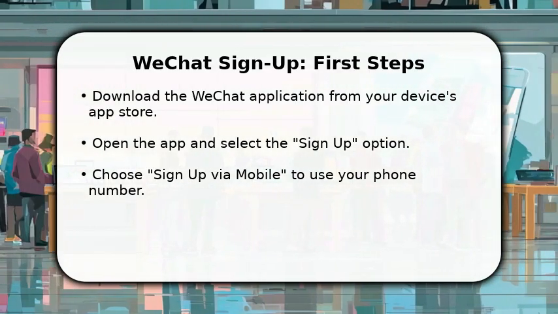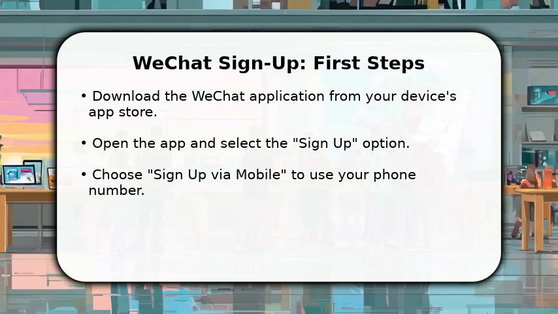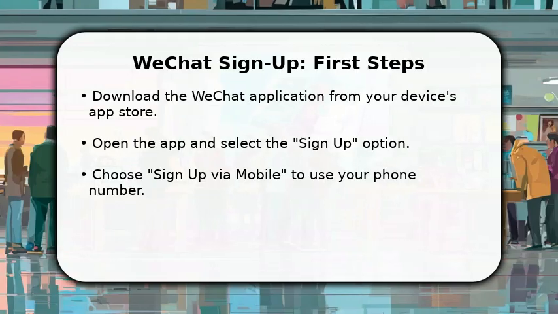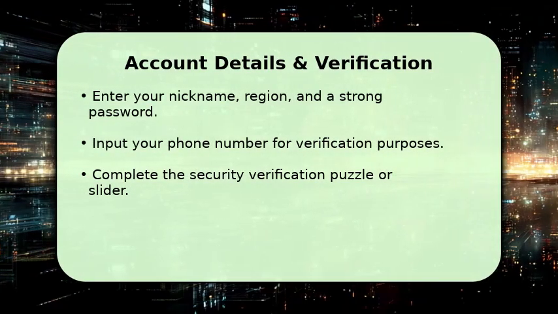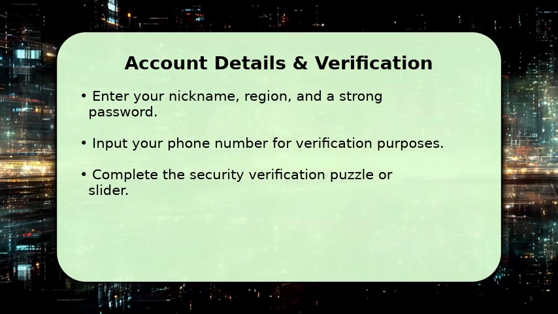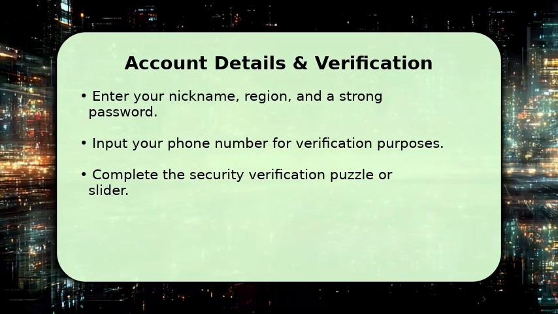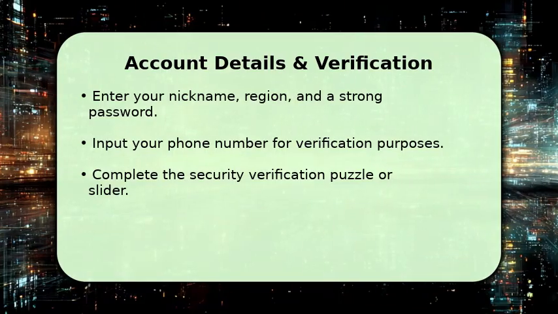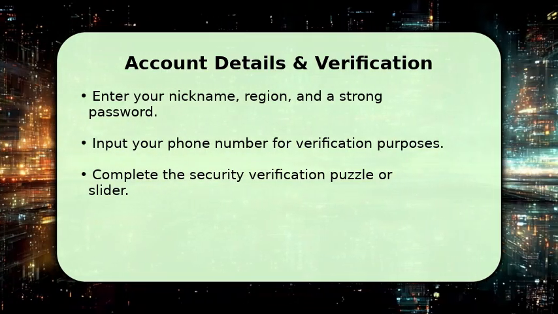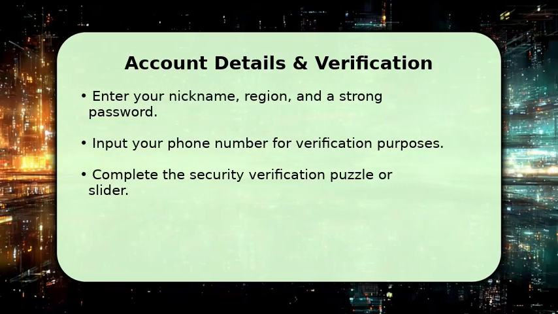Make sure to carefully read and agree to the WeChat terms of service and privacy policy before proceeding to the next step. Next, you'll need to provide some basic account details. Enter a nickname, select your region, and create a strong password that includes a mix of letters, numbers, and symbols for security. Then, input your phone number, which will be used for verification.